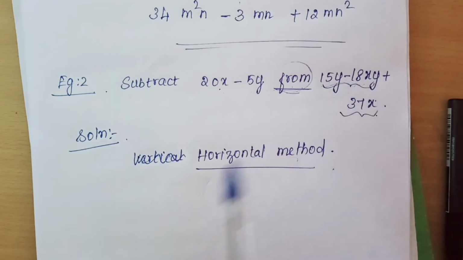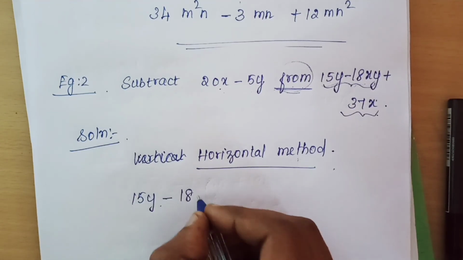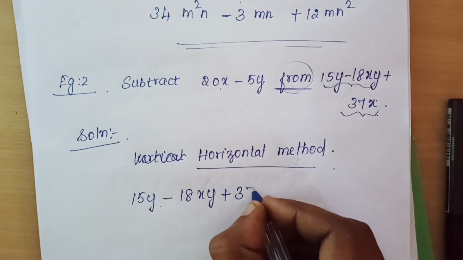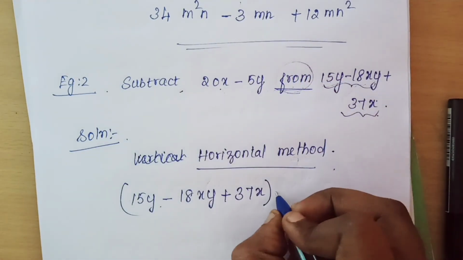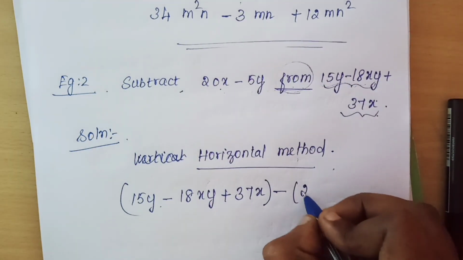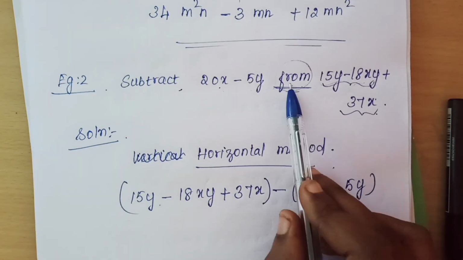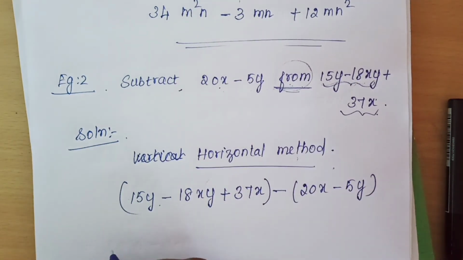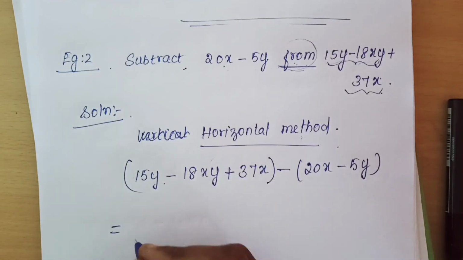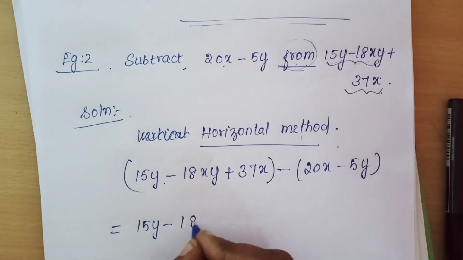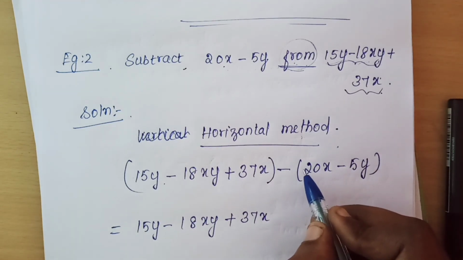Since you have from, you write this second term as the first term. Write it: 15y minus 18xy plus 37x. This is one set of terms. Subtraction means minus, so 20x minus 5y. Clear? Since you have from, you have to start like this. Then that is equal to, very simple, remove the bracket: 15y minus 18xy plus 37x.